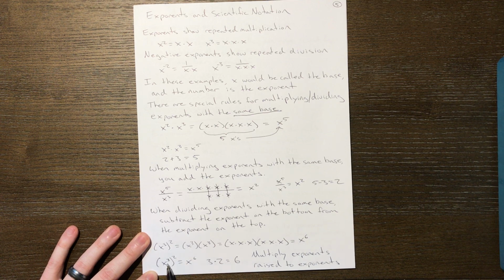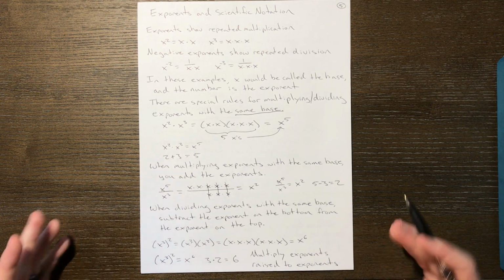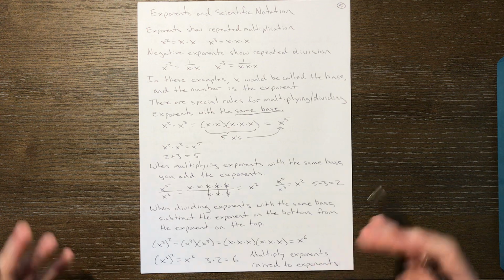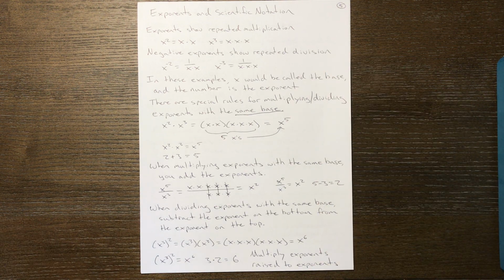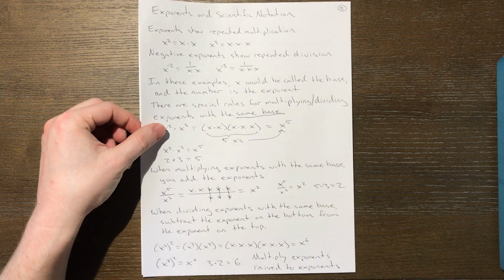Well, this looks like multiplication. 3 times 2 equals 6. If you have exponents raised to exponents, you multiply those exponents together. And as I said, I'm not certain we'll use that rule, but it goes hand in hand with the others. So I felt as if I should go ahead and include it here for completeness.